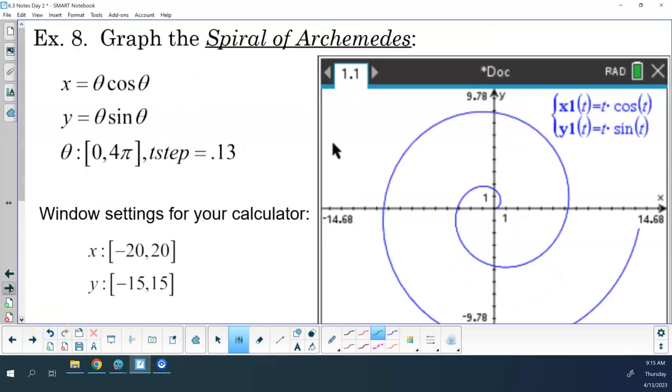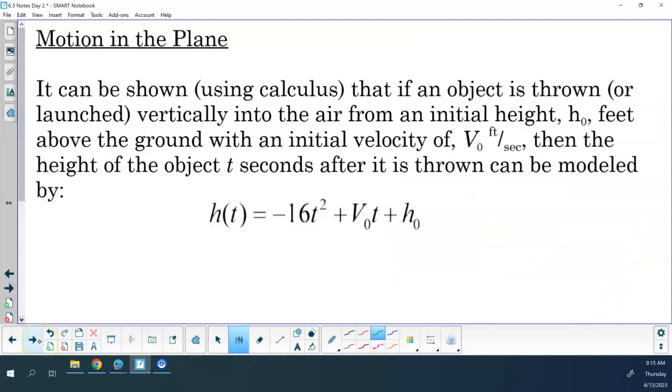And then, of course, we have the spiral of Archimedes, which is a good one too. Okay. Good times. Okay. So that's a little bit of playing around with the calculator. You got to know a couple of things.